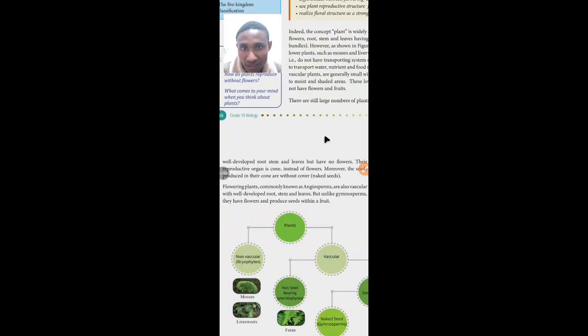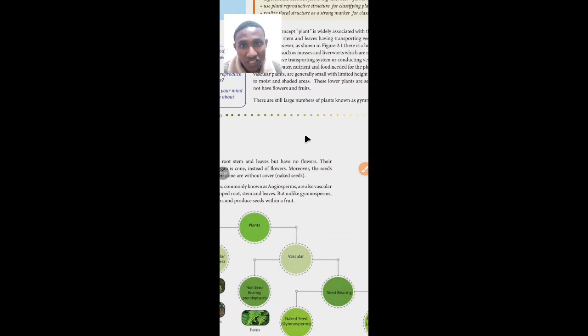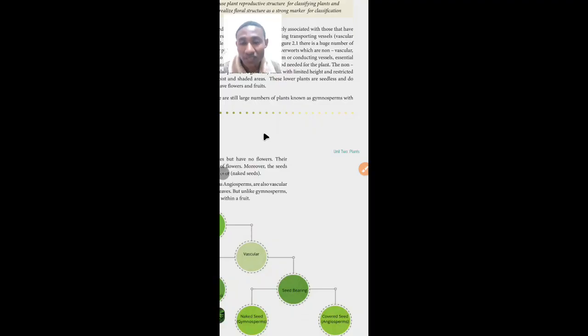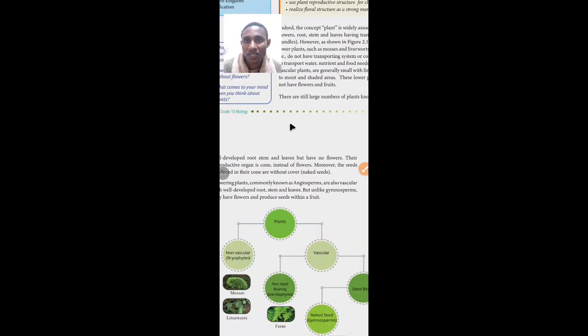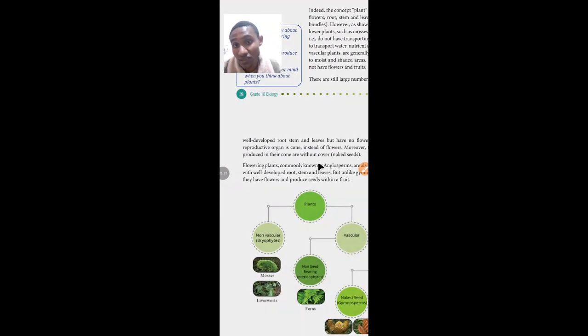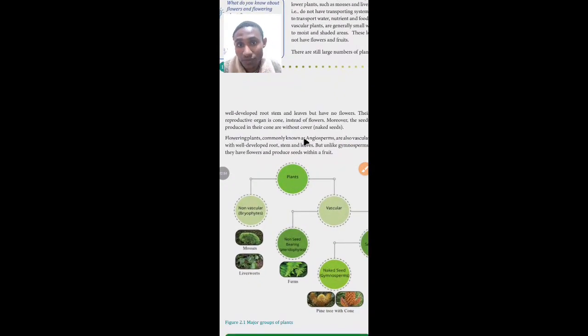But in plants there is also a large and diverse number of plants, like angiosperms and also gymnosperms. These gymnosperms and angiosperms are larger, very gigantic plants, and they have a well developed root system and also leaves. But let us take gymnosperms first. We will explain about gymnosperms.